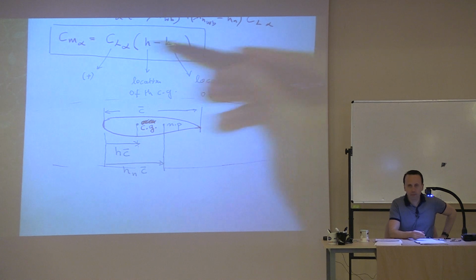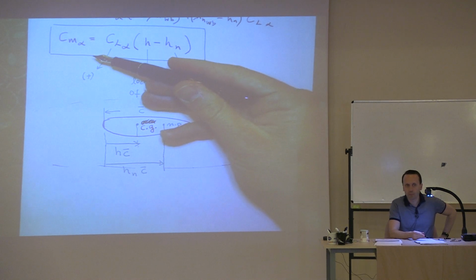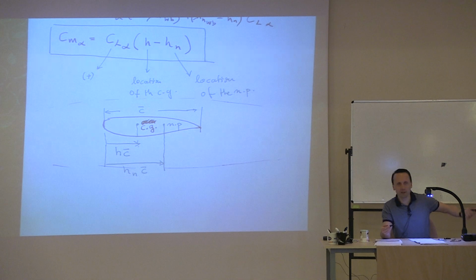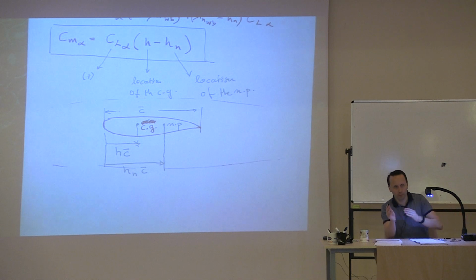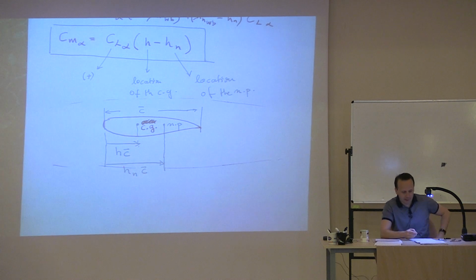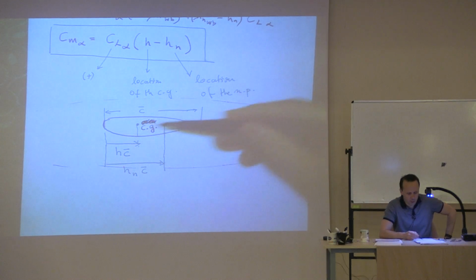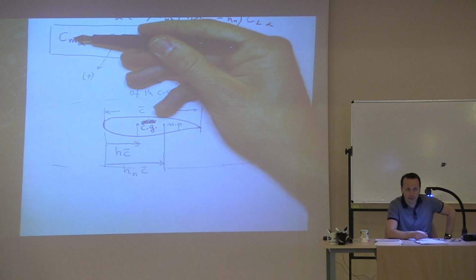They will be equal. Cm alpha is equal to 0. Well, that's the definition of the neutral point, right? If the CG moves to a certain point where Cm alpha is equal to 0, then it becomes the neutral point. So that's the definition of the neutral point. You move the CG over here, this becomes 0, this is that.